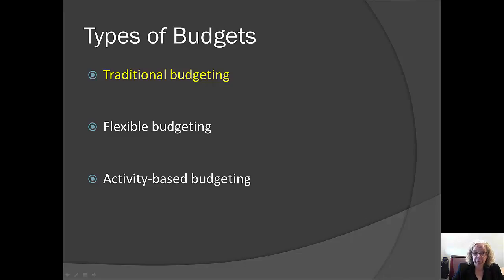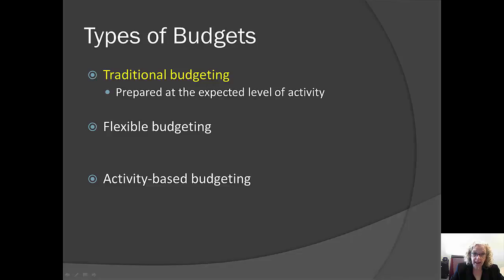There are several other types of budgets. We've been looking at traditional budgets, but there are some other budgets that you need to be familiar with. Traditional budgets, or they're sometimes called static budgets, are prepared at the expected level of activity for the coming period. And that's exactly what we did in our budgets. We had an expectation of how many units we would sell each period, and all of our other budget numbers were related to those expected sales.